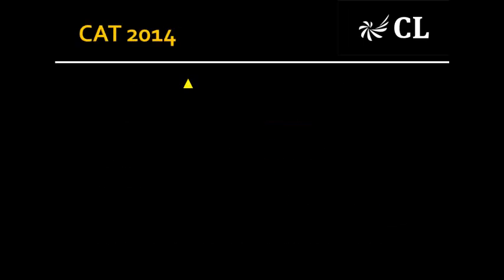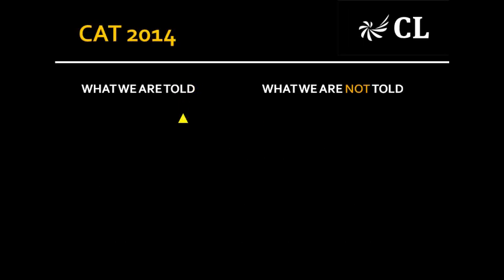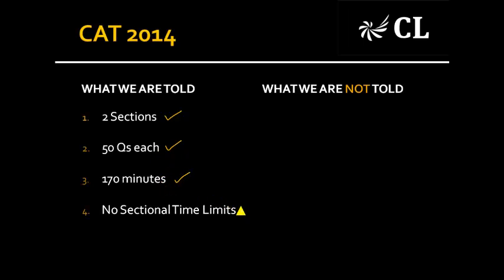So let's start. There are certain things that we are told, and certain things that we are not told. What are the things that we are told? It's a two-section test, 50 questions each, 170 minutes. There are no sectional time limits, which means you can actually jump between sections. This is welcome news for many. And there are, of course, sectional cutoffs, which means that there is a cutoff for section 1, a cutoff for section 2, and then an overall cutoff.